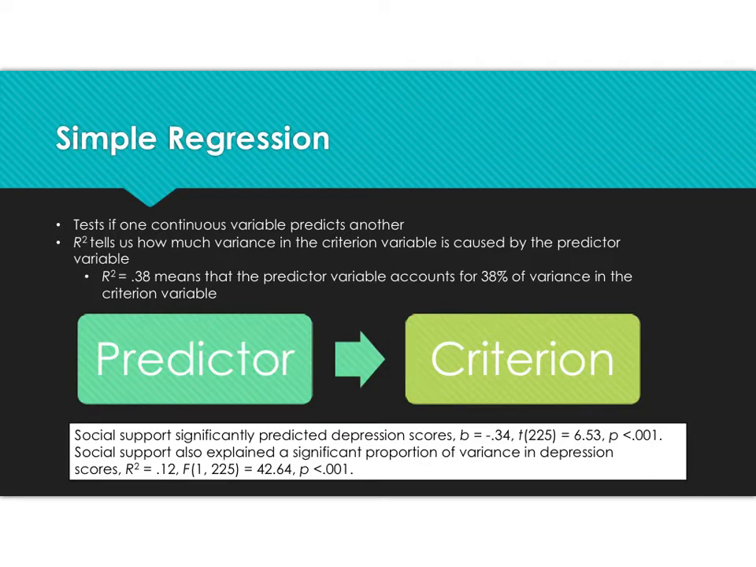Because they can be significantly related, but that doesn't mean that social support is the only thing that predicts depression. So the r-squared value tells us how much variance in depression is accounted for by social support. So here we have r-squared equals 0.12. That's the effect size. That tells us how much variance is accounted for. I'm not going to tell you what that means exactly because that's part of your homework. But the answer is on the slide.